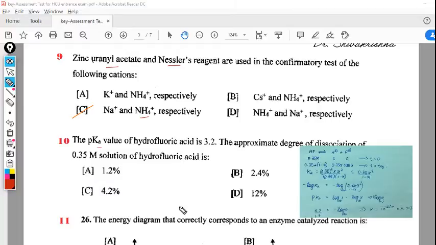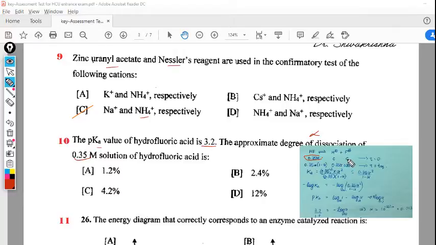Okay. Next, this is from acids and bases, pKa values. Here it is given that pKa is 3.2, and we need to identify the approximate degree of dissociation, which is alpha. The concentration of the solution is given. If you take this step, it's going to be present as 0.35 mole, and it's going to dissociate into H plus and F minus.